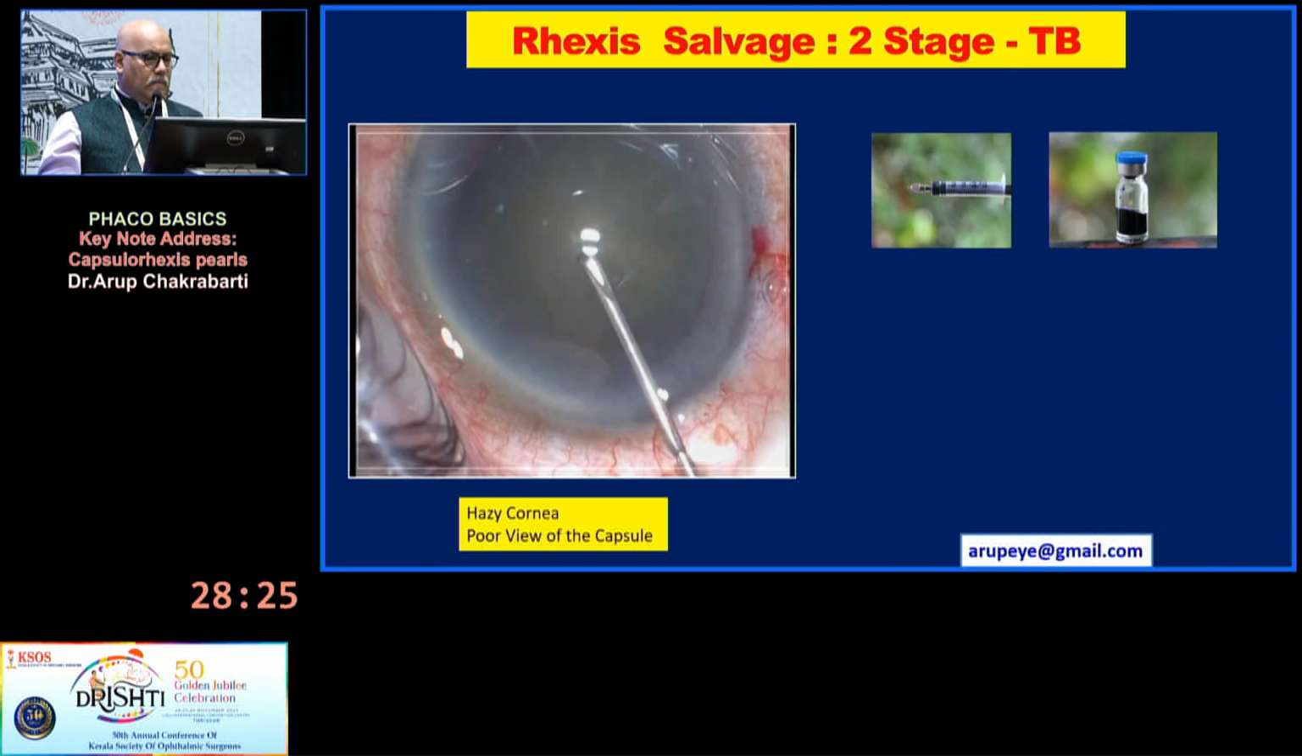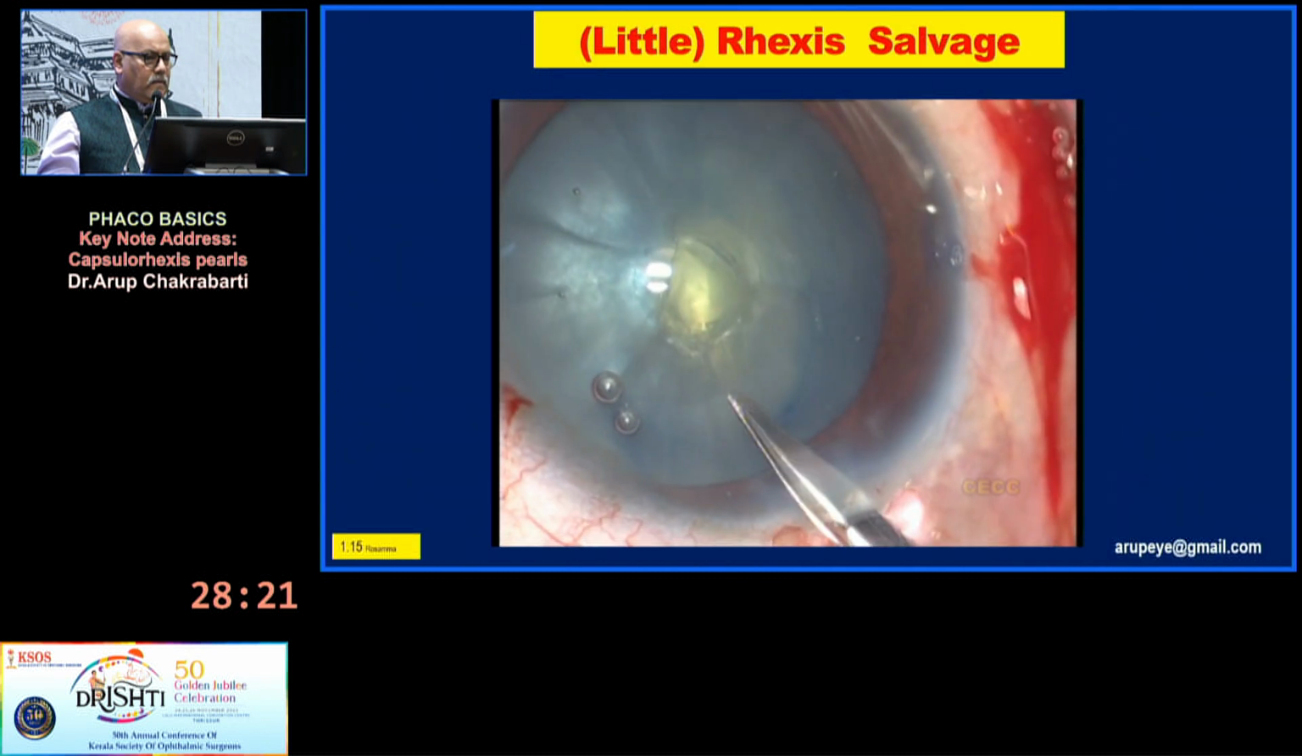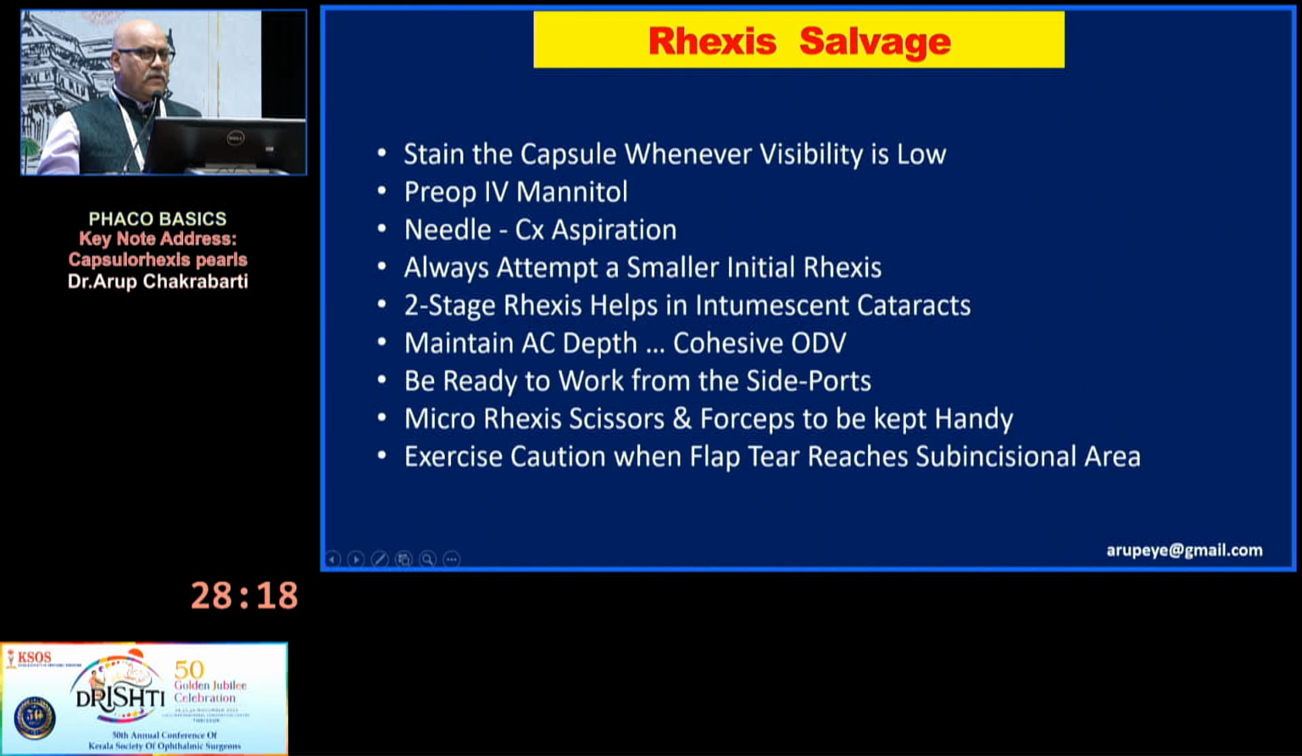So basically, since the time is over, in summary, stain the capsule whenever visibility is low, even if it is not a mature cataract. Pre-op IV mannitol in selected cases. You may aspirate a little bit of cortex with a needle before you start the main rhexis. Always attempt a smaller initial rhexis, two-stage rhexis in intumescent cataract. Maintain the anterior chamber depth with cohesive OVD. Be ready to work from the side ports. Use appropriate instruments. Thank you very much for your kind attention.